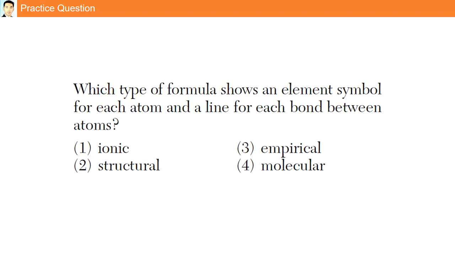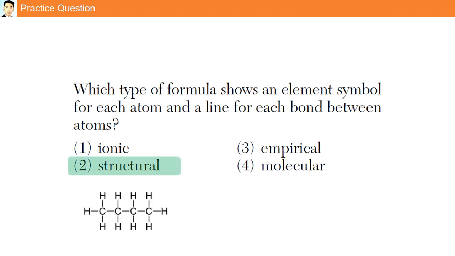Practice question. Which type of formula shows an element symbol for each atom and a line for each bond between the atoms? Structural formulas. Structural formulas have lines connecting each atom.